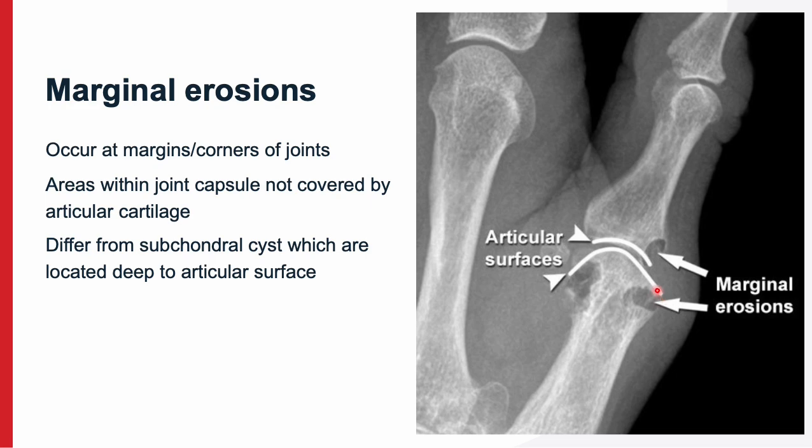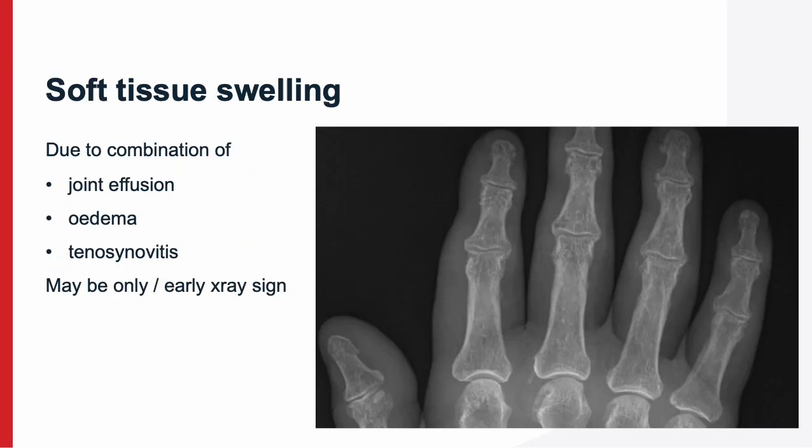So we've talked about the articular cartilage protects the subchondral joint, and where you've got that bare area before when your capsule inserts, this is where these marginal erosions occur. And they're different from a subchondral cyst from OA, which occur deep to the articular surface. Soft tissue swelling, so a number of causes include joint effusion, soft tissue edema, and tenosynovitis, and this can result in sort of sausage digits.